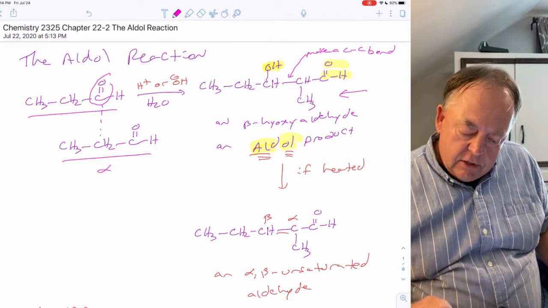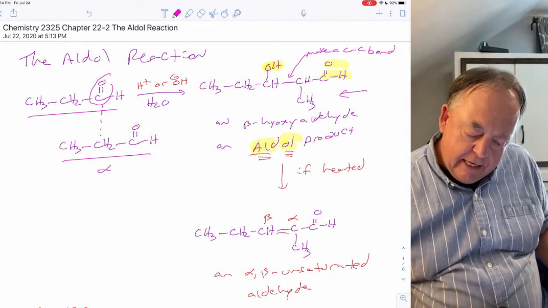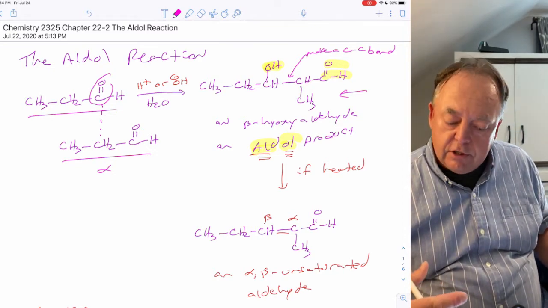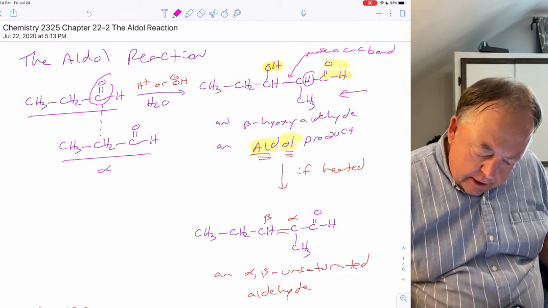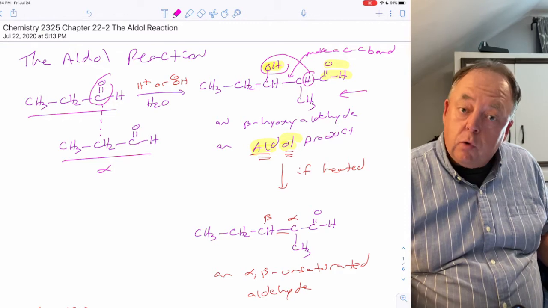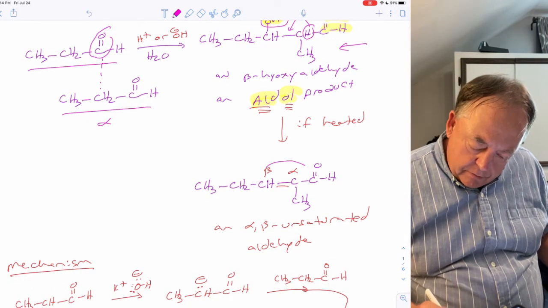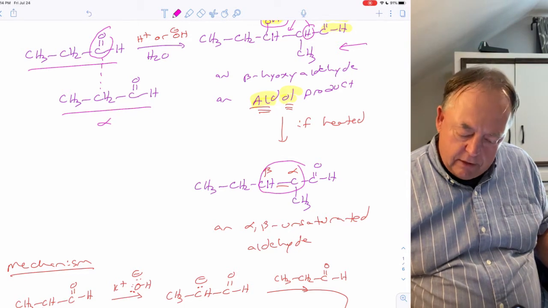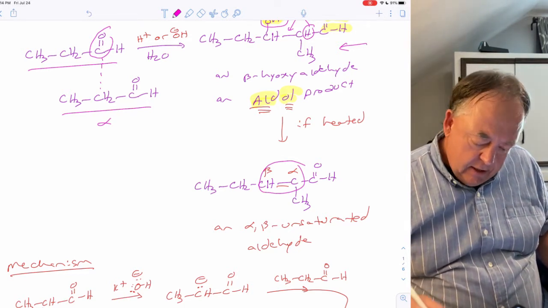You could stop it here with the alcohol aldehyde, the aldol product, but if you heat this reaction up, then it can undergo another step. It can undergo a dehydration where you lose H and OH, so you lose a water molecule and then put a double bond in between them. So that would put the double bond here, and you make what's called an alpha beta unsaturated aldehyde in this case.